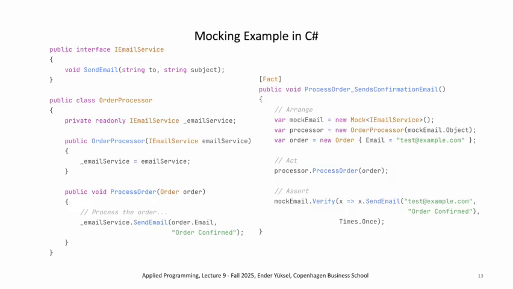From a business perspective, this lets you test order processing logic without setting up an email server, sending thousands of test emails, dealing with email delivery issues, or waiting for network operations. You are testing your code. Does OrderProcessor call the email service correctly? The email service itself should have its own tests. This separation of concerns is what makes testing manageable at scale.